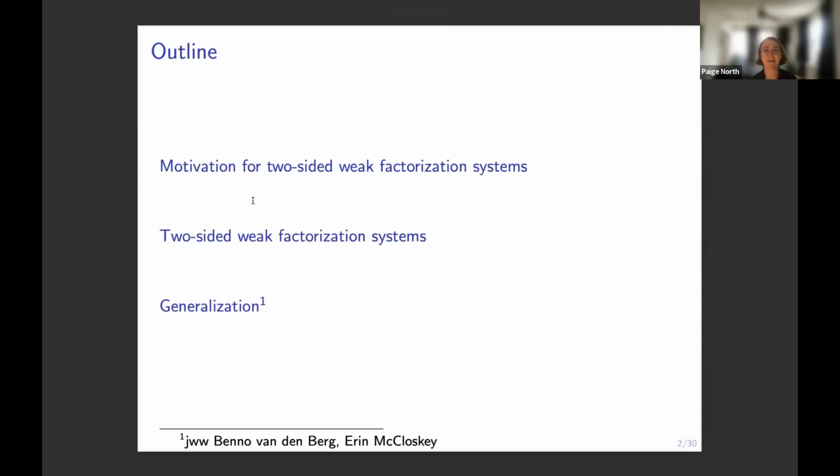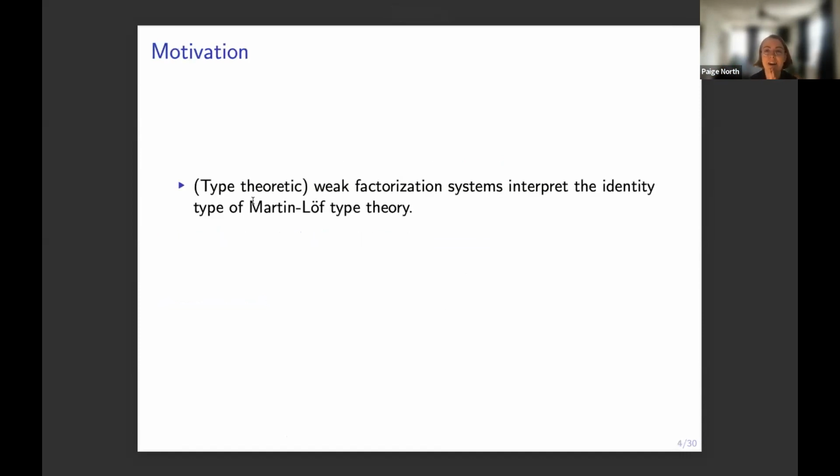Okay, so here's the outline. First some motivation, and then the two-sided weak factorization systems that we're working on, and then an interesting categorical generalization of the whole story. As I said, the motivation is from homotopy type theory, and as has been explained a bit in the previous two talks at least, we're interested in weak factorization systems because they, or maybe a subclass of them, the type theoretic ones, interpret identity types of Martin-Löf type theory.